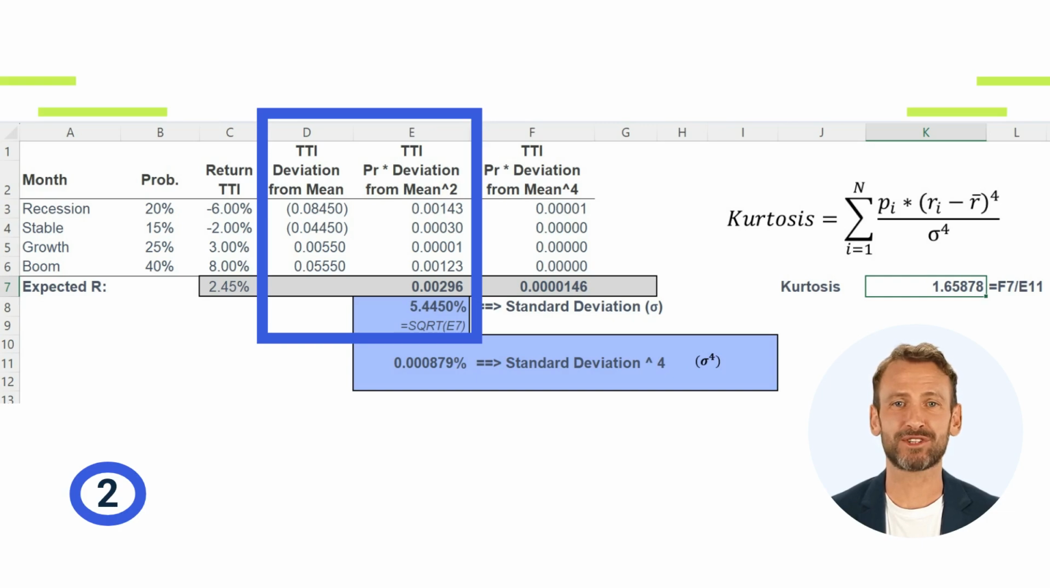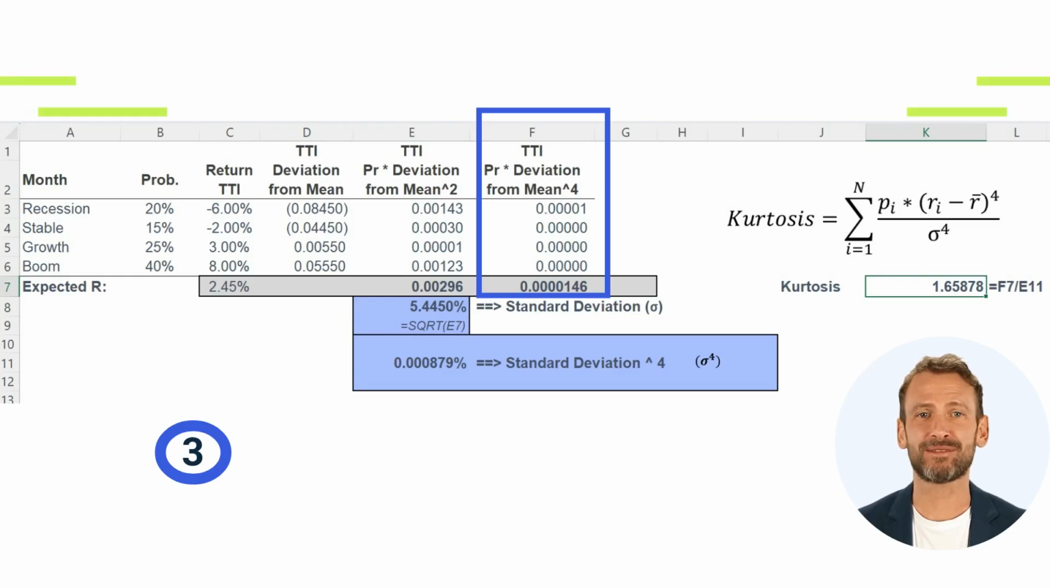Once you have the expected return for TTI, you can proceed to calculate the variance and standard deviation of its returns. Remember that we performed these calculations step by step in one of the previous videos on standard deviation evaluating probabilistic scenarios. Just to refresh your memory, we need to calculate the deviation of the return for each scenario from the average return. These deviations must then be squared and multiplied by the probability of their respective scenario. Finally, remember that the sum of these squared and weighted deviations is the variance, and the square root of the variance is the standard deviation.